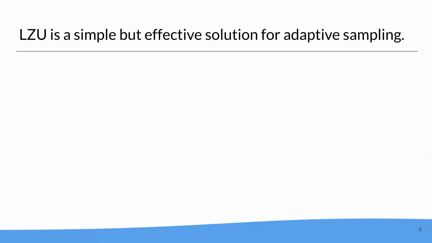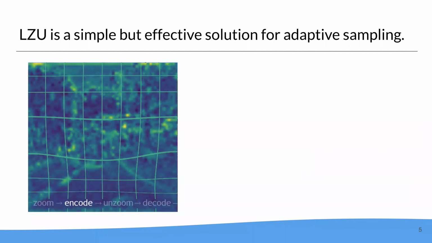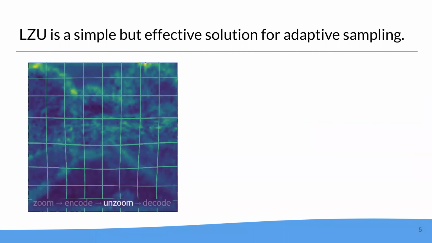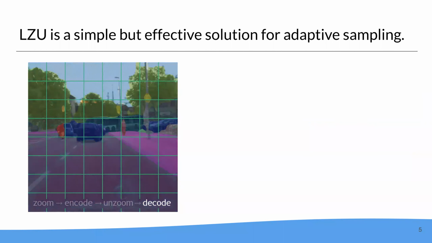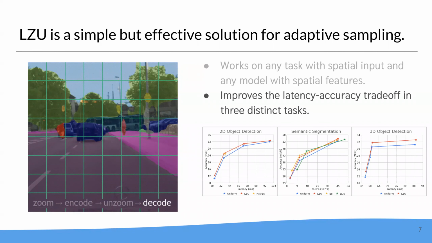Our method is a simple but effective solution for intelligent downsampling, by which we zoom in on the input image, produce a spatial encoding, unzoom to revert any deformations, and then decode to produce the final loss or predictions. This is very flexible and can apply to any task with spatial input and any model with intermediate spatial features. We evaluate in 3 distinct settings, each with a different task, network, and dataset, and show that LZU improves the cost-performance trade-off in all cases.